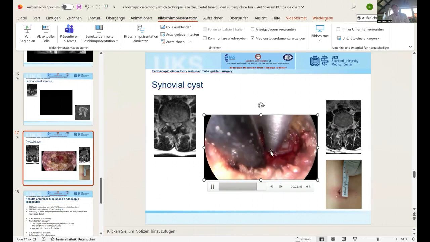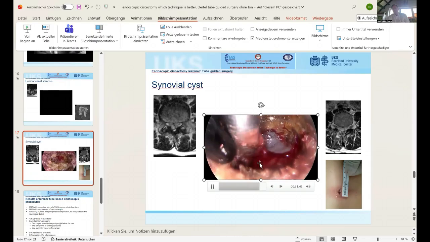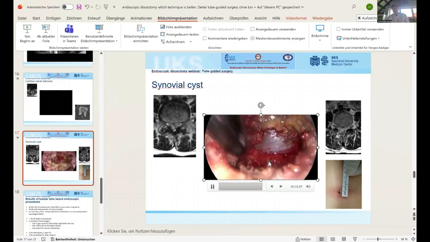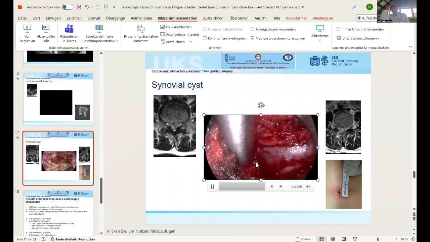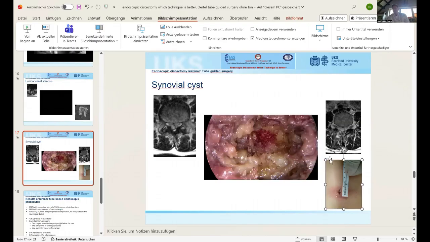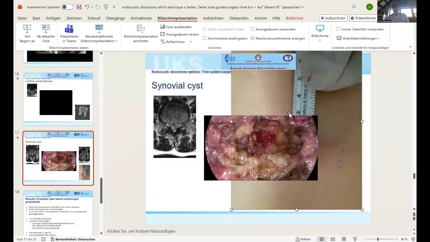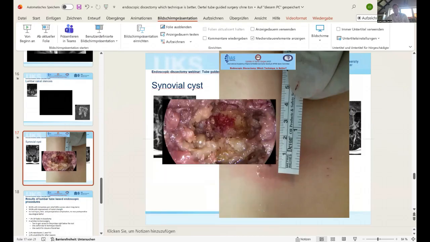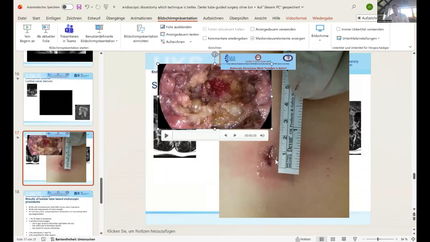So we see here the exiting nerve root. This is just here the shoulder of the nerve root L5, and this is here now the exiting nerve root decompressed. So this is what it looks like in the post-op MRI, and this is again done through a skin incision like this. This is about maybe 12 millimeters.